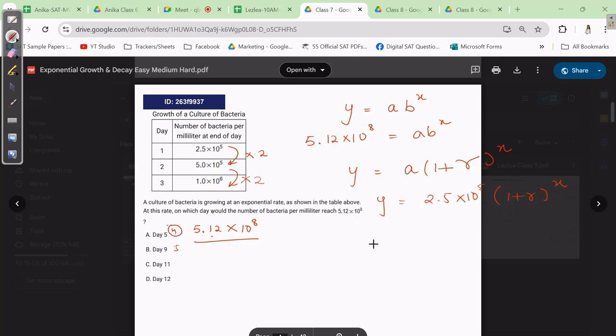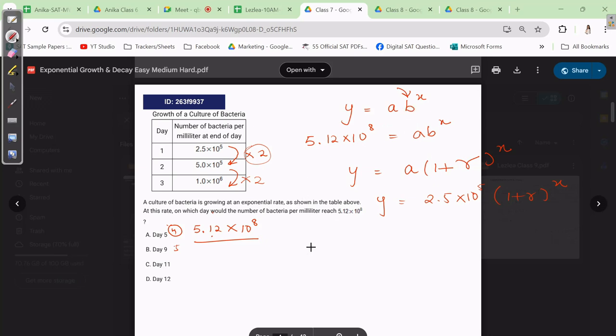Would the ratio be 100%? Yes, 100%. So if you're able to identify this 2, then you don't need to go to the percentage. You can just plug in b is equal to 2.